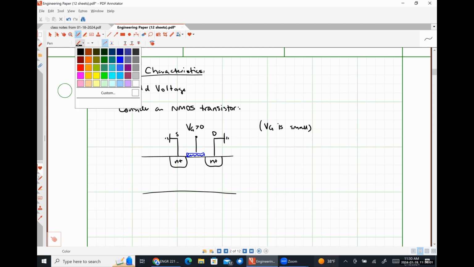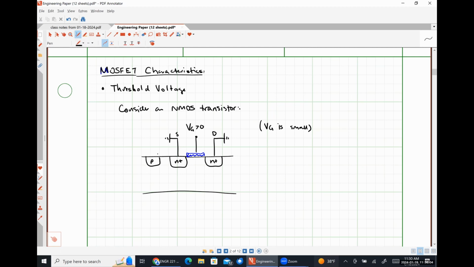And for the sake of argument, our body terminal would be at ground as well. All right, so with our source and our drain at 0, if we apply some small voltage to our gate, I'm going to label this as P sub down here, what do we expect to happen, right?